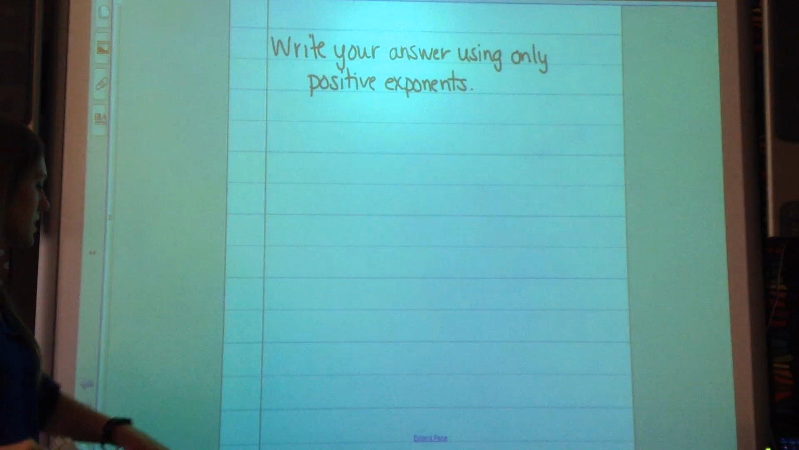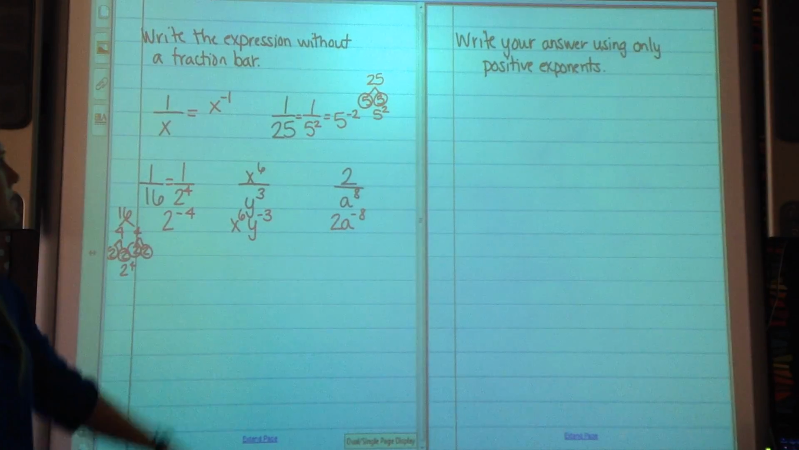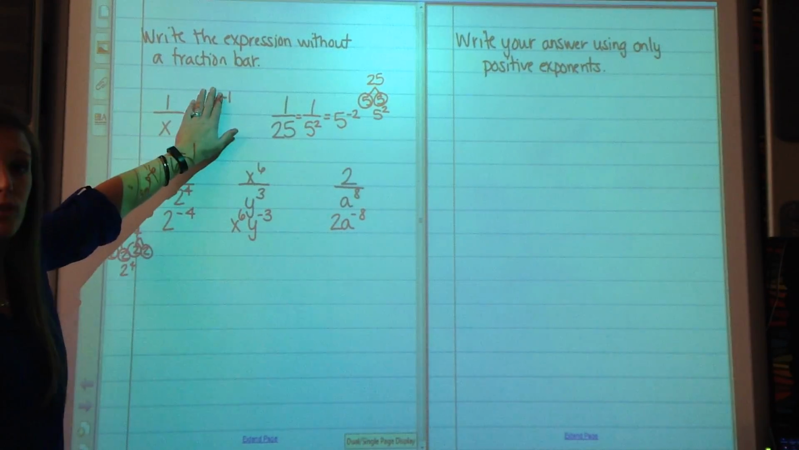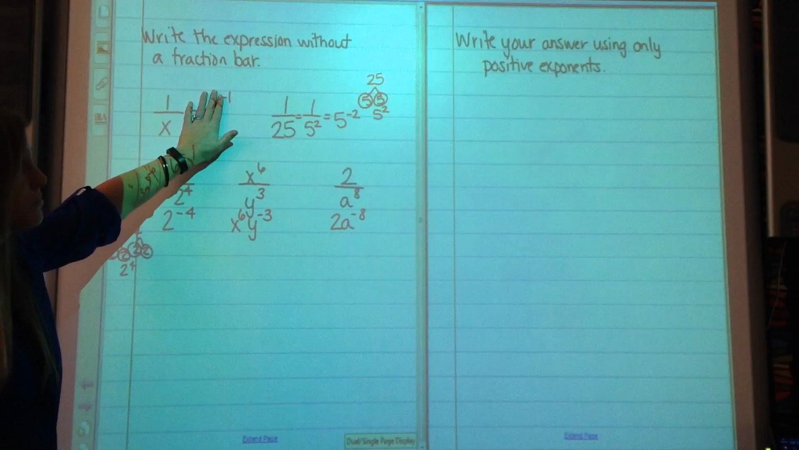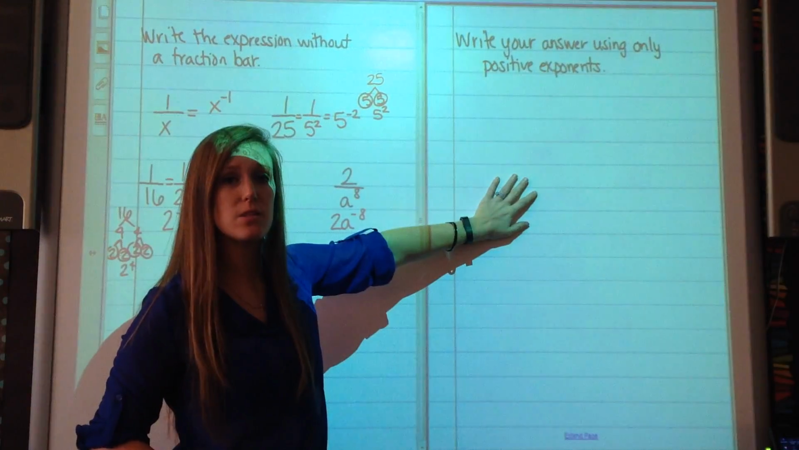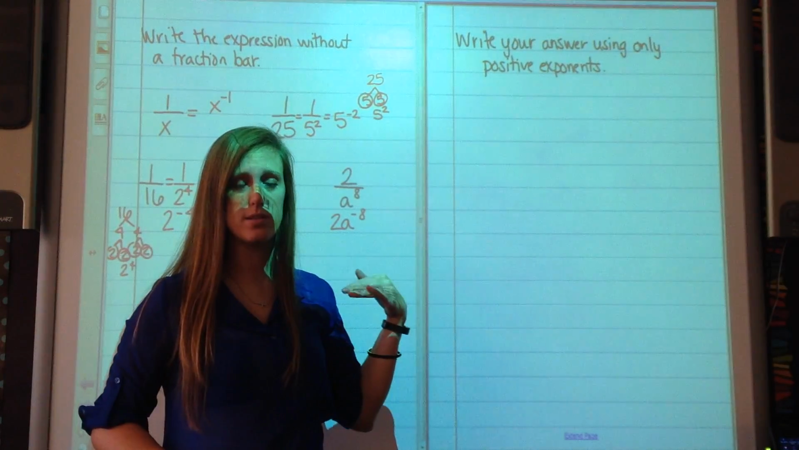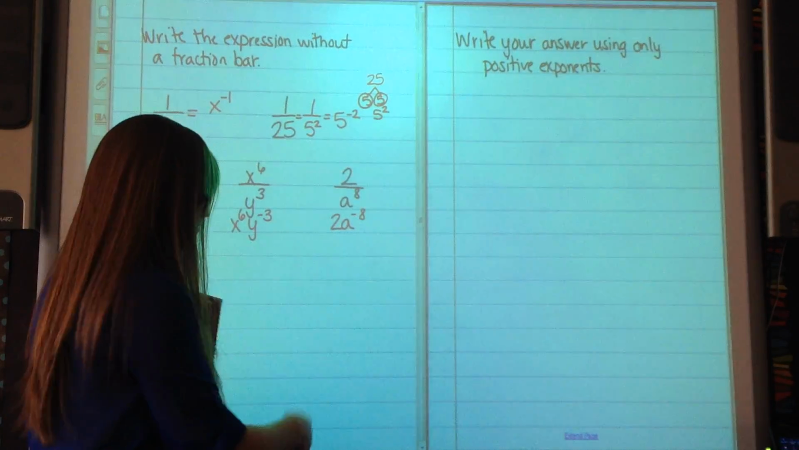So this again is kind of the opposite of the last slide. The last slide, our goal was to write a negative exponent to get rid of the fraction bar. Here, they're going to give us negative exponents, and we're going to use fraction bars instead. So again, we're flipping back to the opposite.